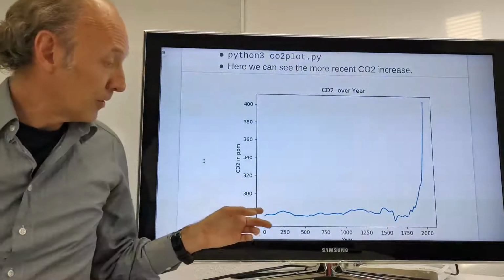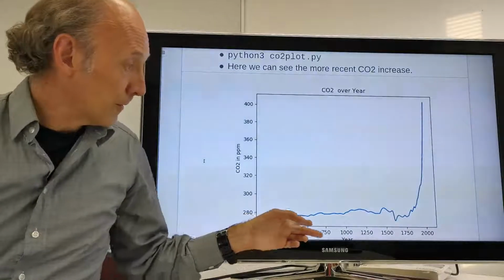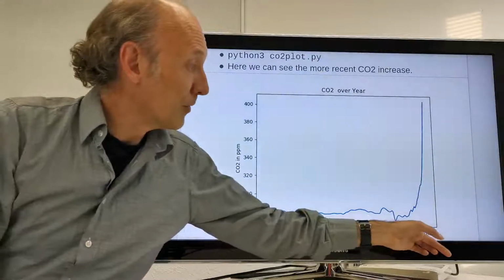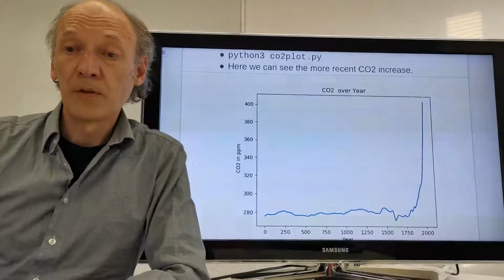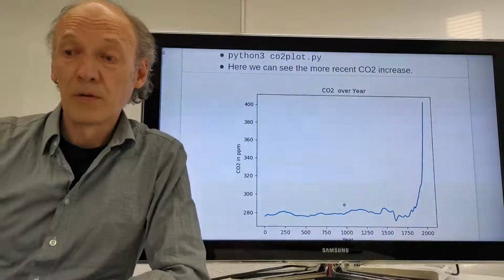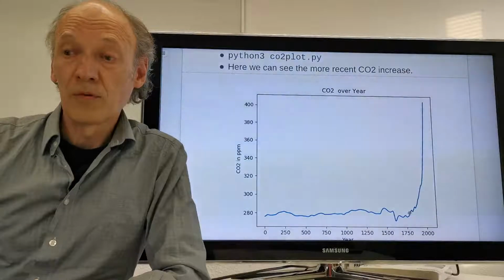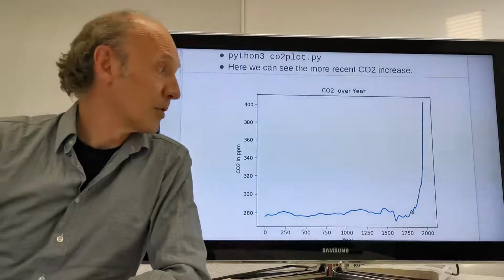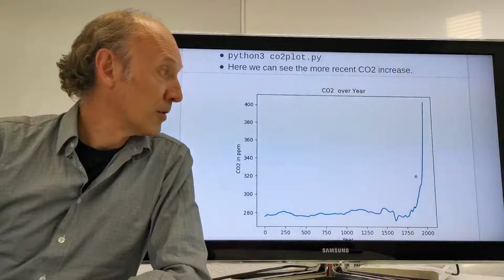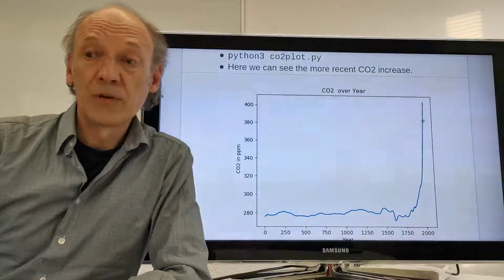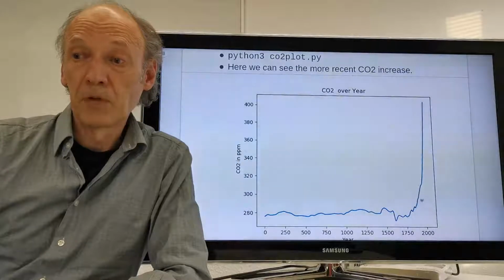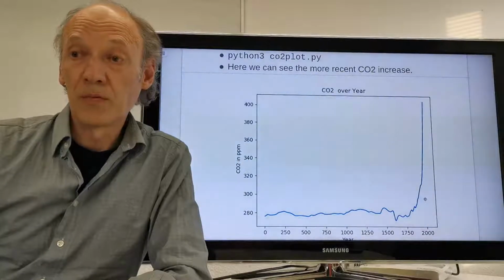So here you can now see starting at year 0, and this is present, so 2019. You can see basically the same trend. Here around 1800 is the start of the industrialization, and then here we have what looks like an exponential rise. So here the steep rise in the present.